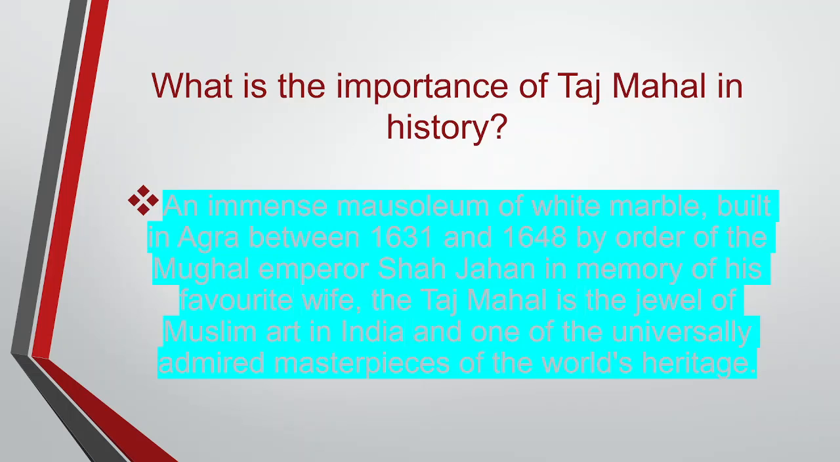What is the important history of the Taj Mahal? An immense mausoleum of white marble built in Agra between 1631 and 1648 by order of the Mughal emperor Shah Jahan in memory of his favorite wife. The Taj Mahal is the jewel of Muslim art in India and one of the universally admired masterpieces of the World Heritage.